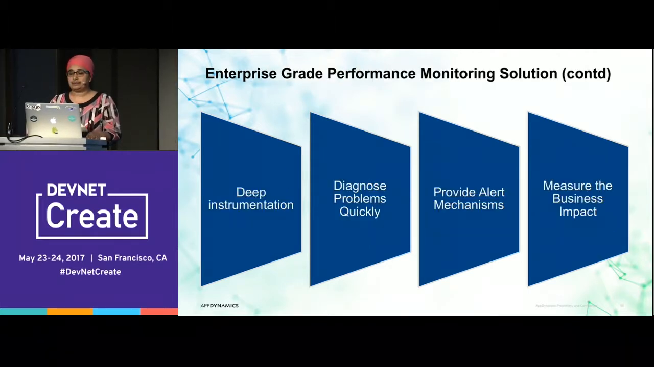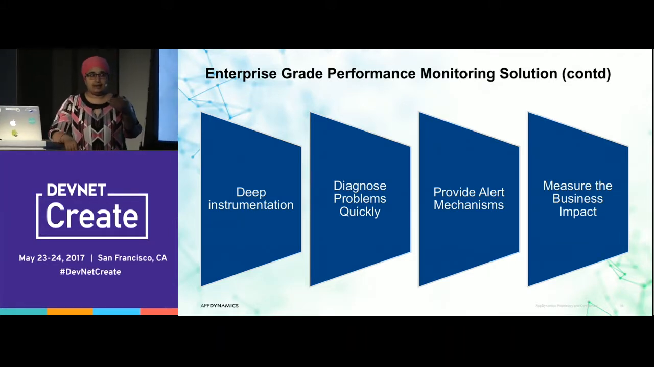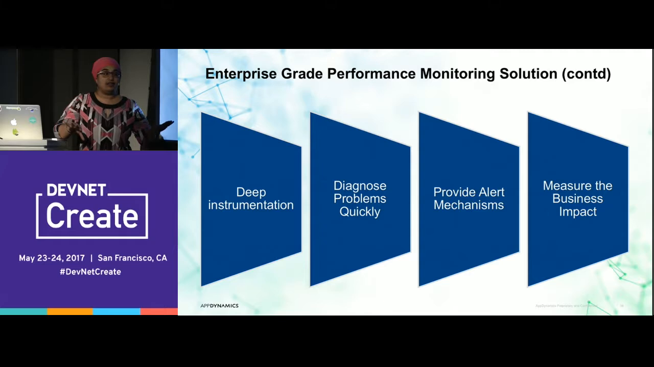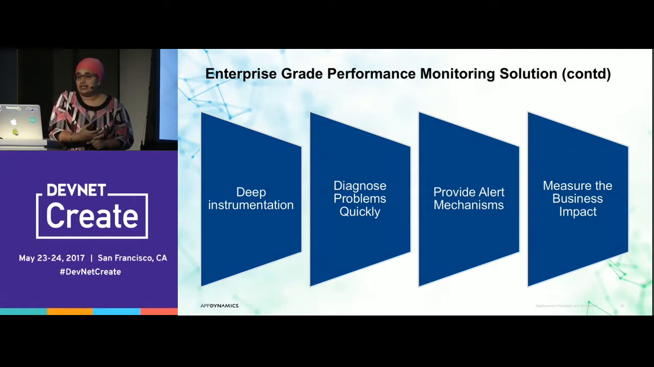Then deep instrumentation. You could have a problem at the application level, but what if the problem was not at the application? What if the problem was in the database? What if the database was also fine, but the problem was in the network layer? There was a network packet latency that happened. A carrier had a problem, a problem with the ISP. So being able to do deep instrumentation into different parts of your system is also a very important factor. And then naturally, something that we all want is to diagnose problems quickly, provide health rules, and alert mechanisms.